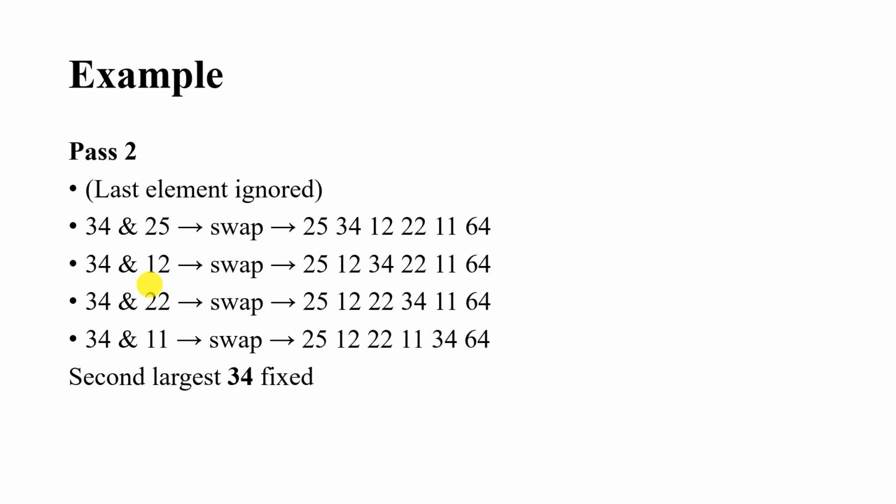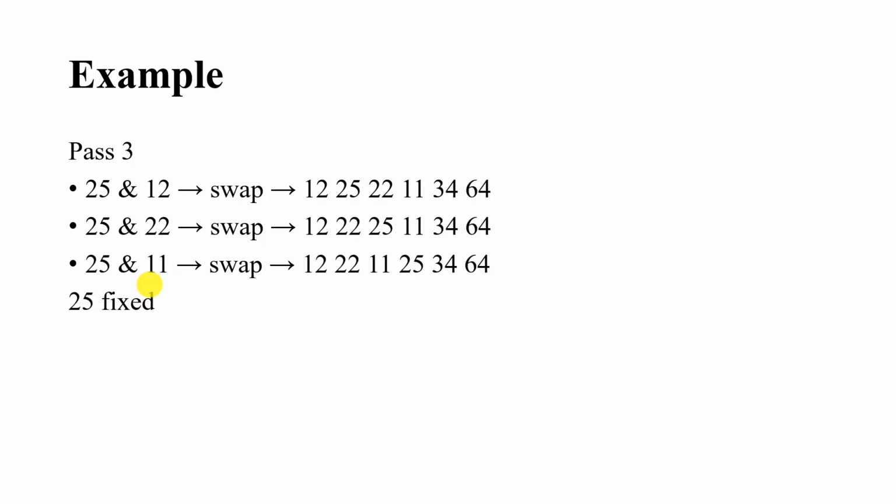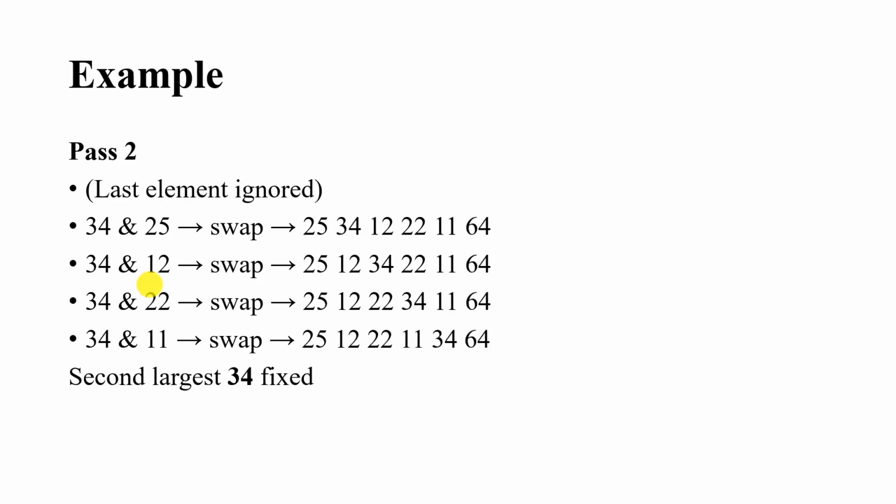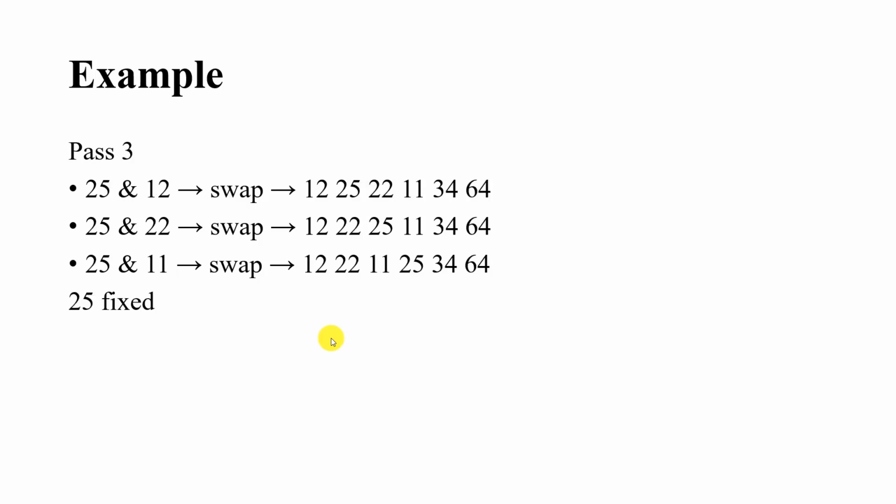Now we should not take 34 in the upcoming pass. So, pass number 3. From before that, please see the array 25, 12. We will take these two, 25 and 12, and compare them. Since 25 and 12 are not in correct order, we will swap them. So we just swap 12 and 25, and 12 comes at the 0th index: 12, 25, 22, 11, 34, 64.